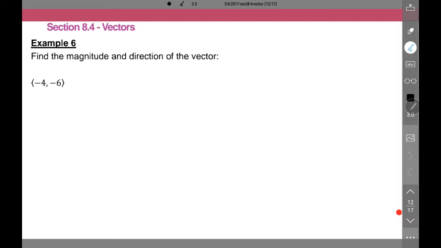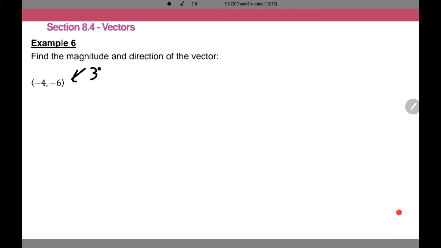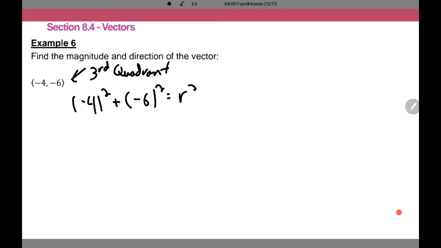Again, -4, -6. This is in the third quadrant. So we need to know that. When we find the magnitude, we'll take -4 squared plus -6 squared. And that gives me 16 plus 36, which is 52. And my magnitude is going to be the square root of 52.